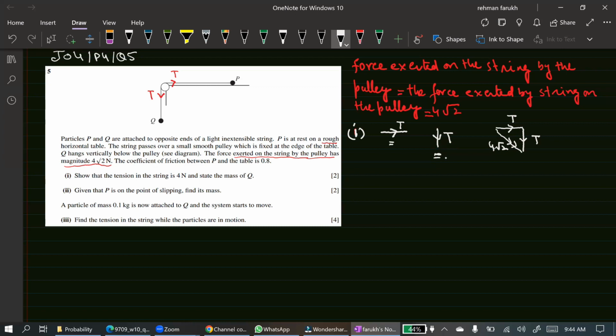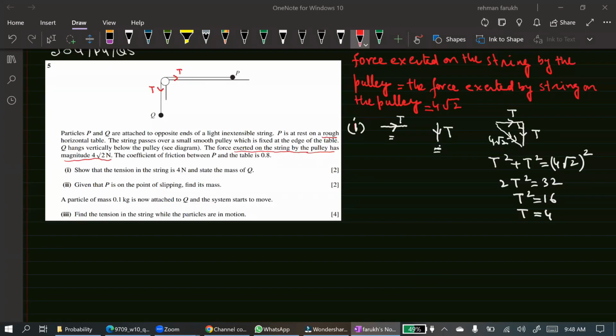So this angle is 90 degrees. With the help of Pythagoras, T squared plus T squared is equal to (4 root 2) squared. 2T squared is equal to 32, T squared is equal to 16, T is equal to 4. So the tension in the string is 4 newtons. Now we have T equal to 4 newtons. State the mass of Q.